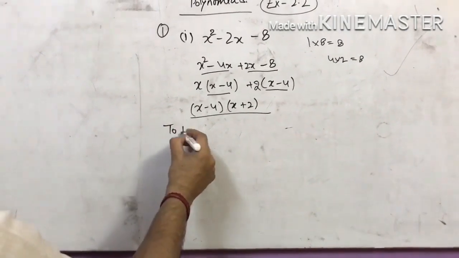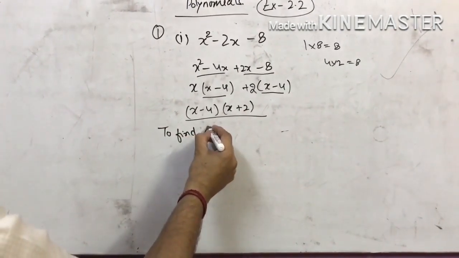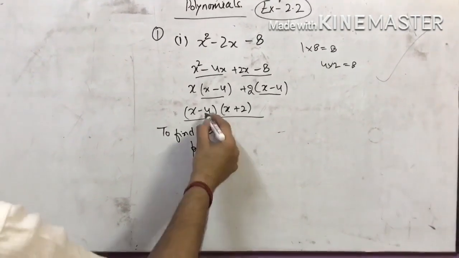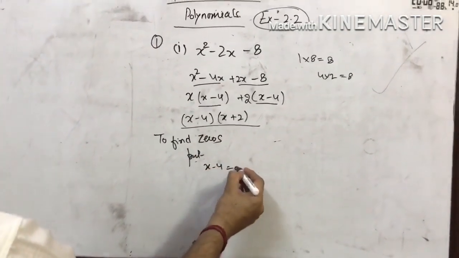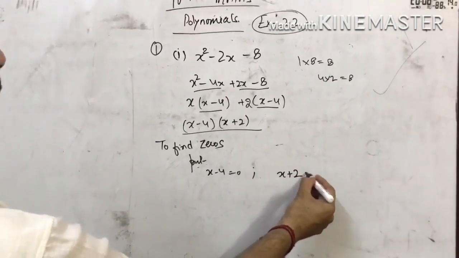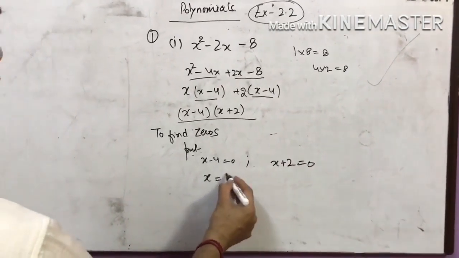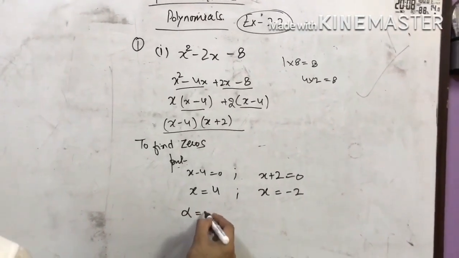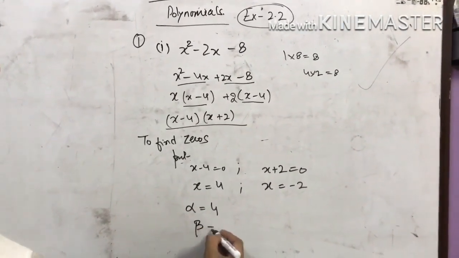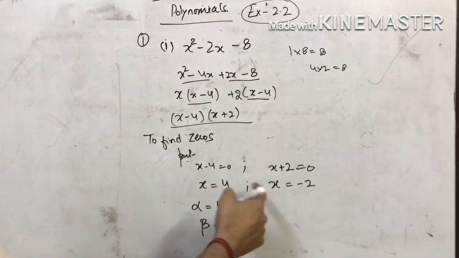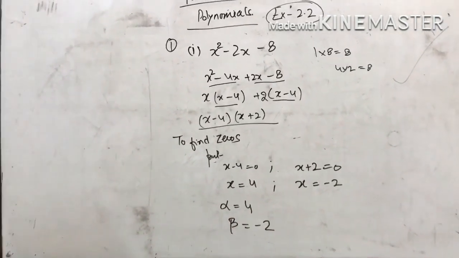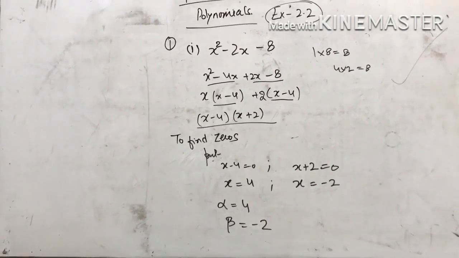Now to find zeros or roots, you have to put these numbers. X minus 4 is 0 and x plus 2 is equal to 0. So you will get x is equal to 4, and here you will get minus 2. So let it be alpha 4 and let it be beta. You can assume any of the two numbers. So this is your first root, this is your second root. Now you have to verify the relation. So what you will do?